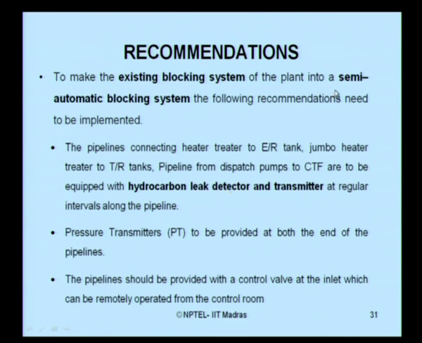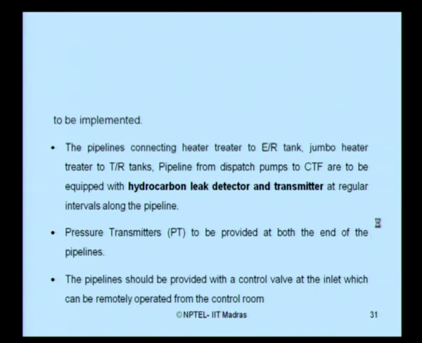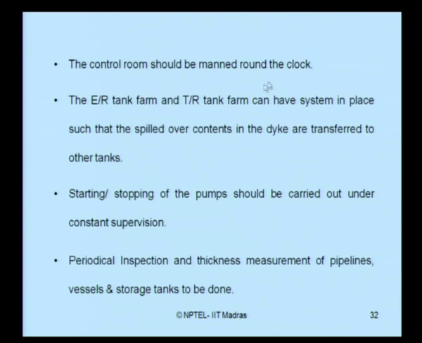That is what we call as semi automatic blocking system, because these detectors will pass on the information to the control room, and then the control valves can be triggered to operate and control. So, it takes 10 minutes for example to make this operation effective. We can also recommend installation of pressure transmitters at both ends of the pipeline. We can also recommend the pipeline should be provided with a control valve at the inlet, which can be remotely operated from the control room of the whole plant. The control room should be manned round the clock.